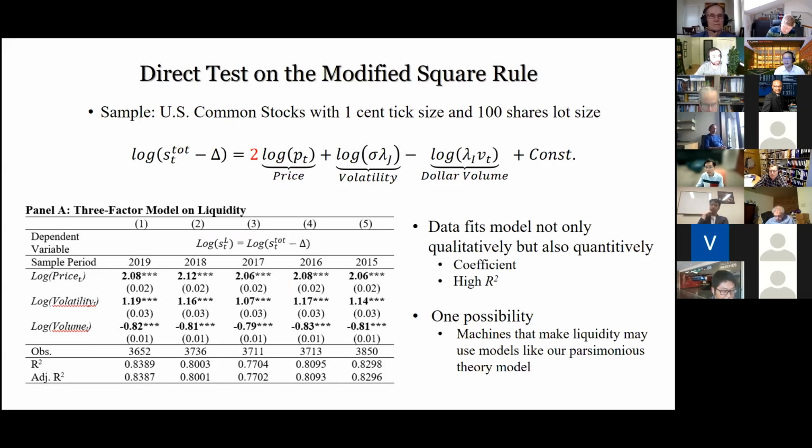So this is a direct test. This is just the functional form of our model: bid-ask spread minus 1. If you look here, the R square on average is more than 80%, and the coefficient before the price is 2. That means bid-ask spread minus 1 cent increases quadratically with price. So the data fits the model not only qualitatively but also quantitatively.